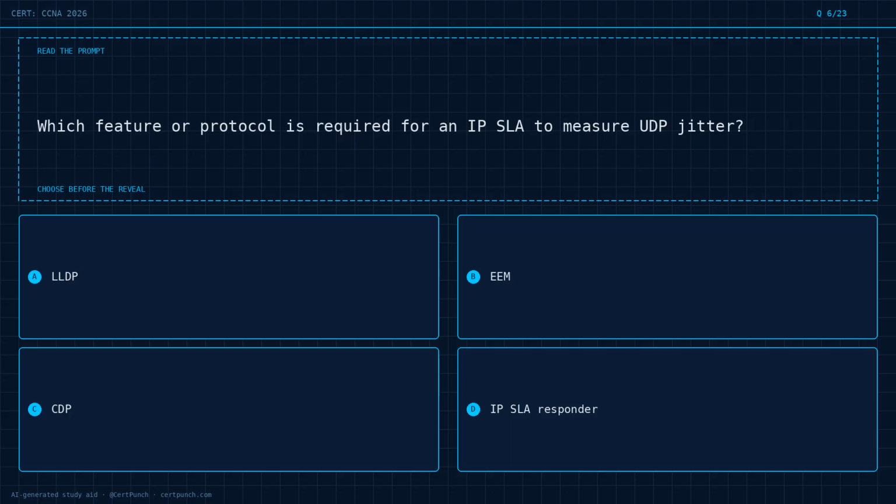Question 6 of 23. Which feature or protocol is required for an IP SLA to measure UDP jitter? Option A, LLDP. Option B, EEM. Option C, CDP. Option D, IP SLA responder. Lock in your pick before the reveal. Trust the read. The answer is option D.